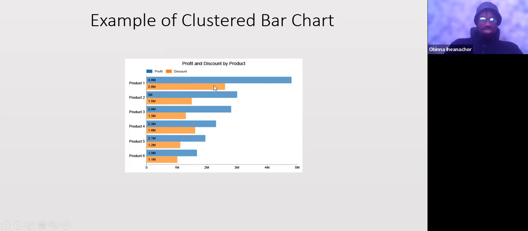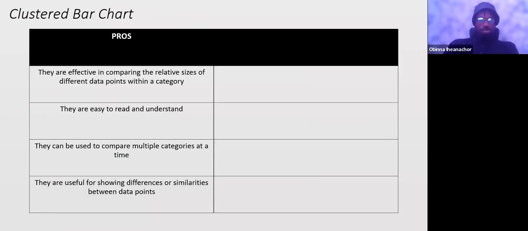So instead of stacking the values together, they are now broken down. Each category would have its own bar. That's the catch with the clustered bar chart. The pros: effective in comparing relative sizes in a category. Easy to read and understand. Can be used to compare multiple categories at a time. And it's useful for showing differences or similarities between data points.